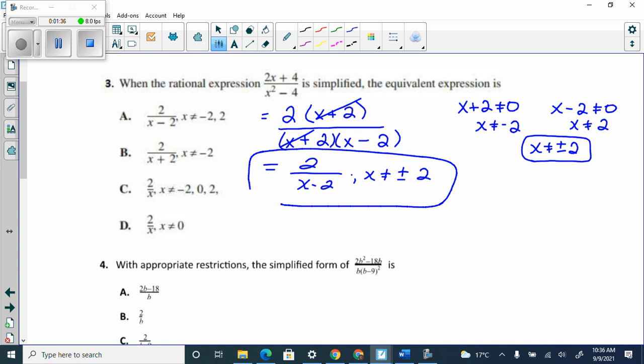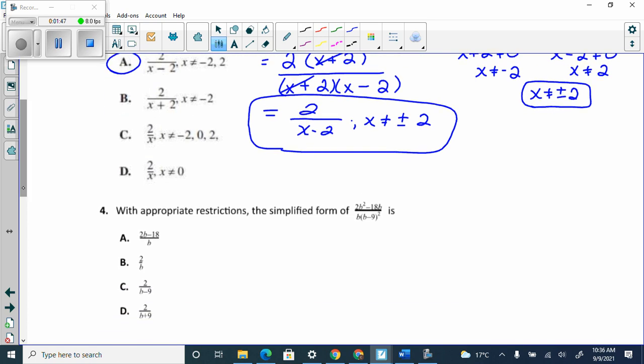Which is? Which one? Okay, B. With appropriate restrictions, the simplified form of this is... So what can I take out of the top? A 2 and a b. I'm left with b squared minus 9. And the 2 and the b can go in their own brackets because they're not stuck together. Yeah? Did I say b squared? Well, I said b squared, but I wrote the right one.